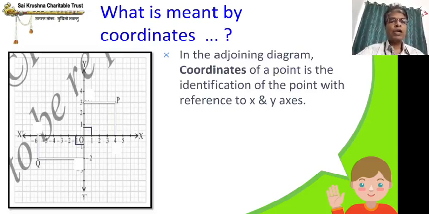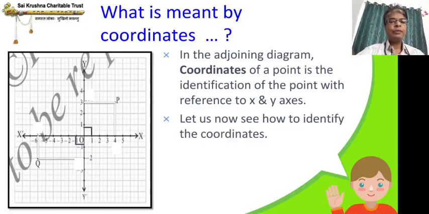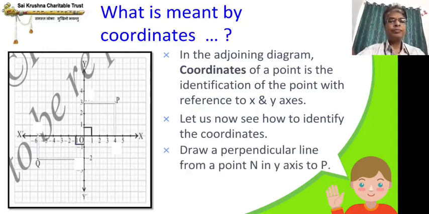In the adjacent diagram, coordinates of a point is the identification of the point with reference to the x and y axis. Now we have XX', that is called the x axis, YY', it's called the y axis, O is the origin. Hope all of you remember these definitions we have seen in the last video as well as in the previous page where I have mentioned all the definitions. Let us now see how to identify the coordinates. So we have 2 points P and Q. Let us see how we are going to identify the points. And you can see one more thing, axes XX' and YY' are perpendicular to each other.